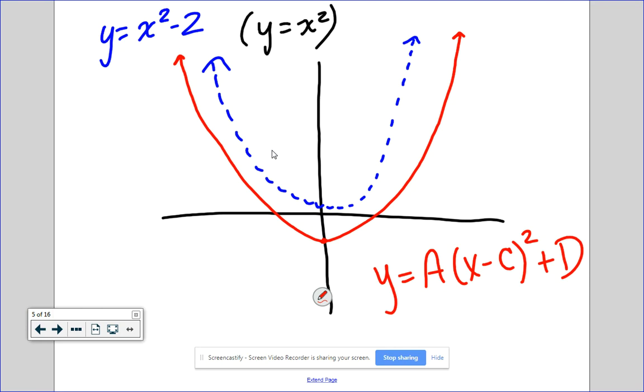If it's plus, it's up. If it's minus, it's down. So that's no different than what we did yesterday, except for it's a quadratic instead of trig. And obviously with a quadratic, there is no period.